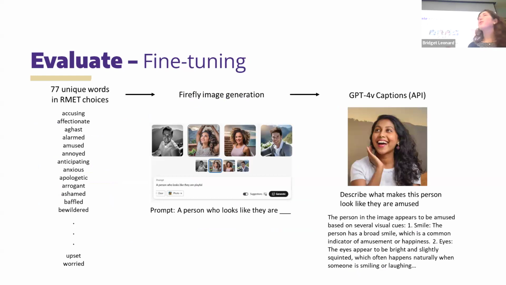So this is a brief overview of how we fine-tune the model. We took all the words that are contained in the RMET, generated some AI images for them, and then also generated captions for those images from ChatGPT.